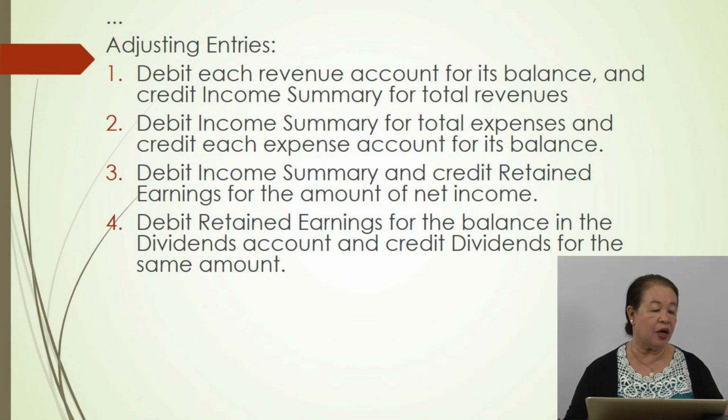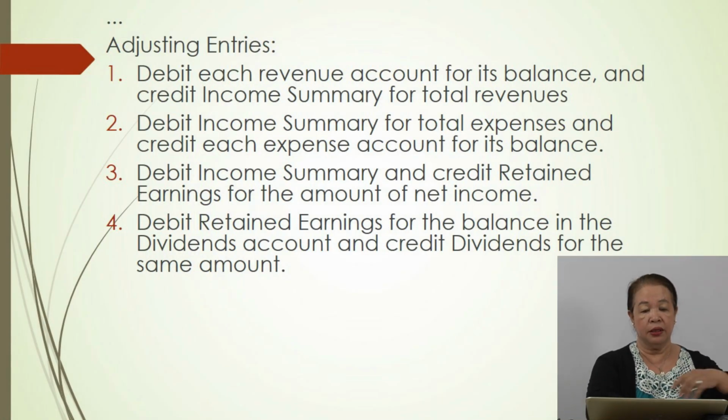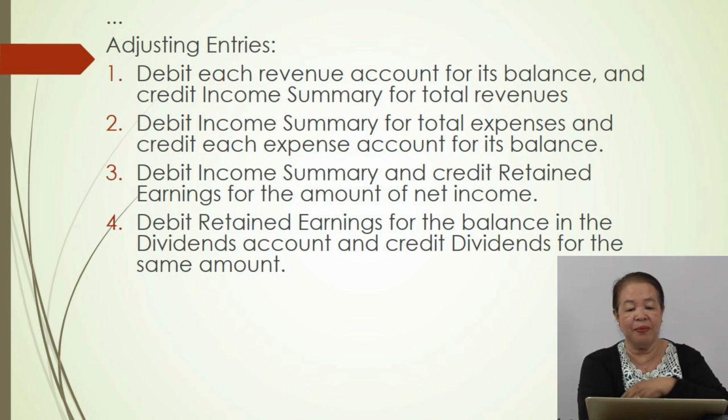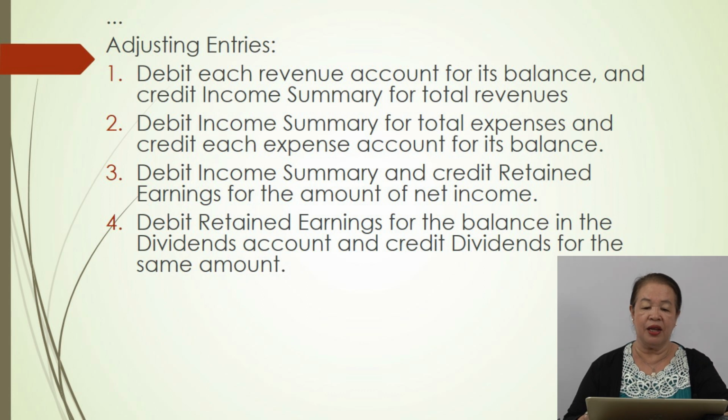So, adjusting entries, how do we go about the adjusting entries? Paano natin gagawin, no? So, pag gumawa tayo ng adjusting entries, we have to debit its revenue account for its balance and credit income summary for total revenues. Ito yung nasa video na natin, no? And then, next step is to debit the income summary for total expenses and credit each expense account for its balance. And then, debit income summary and credit retained earnings for the amount of net income.